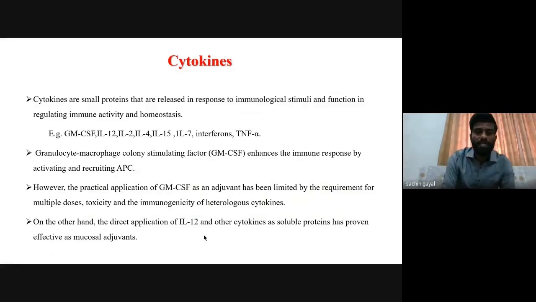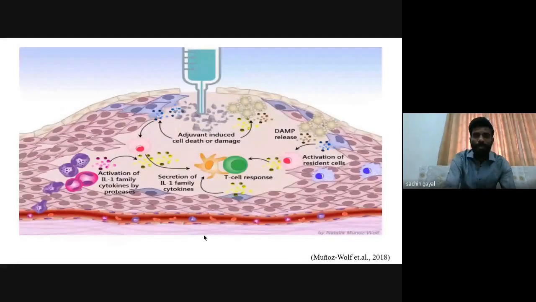Cytokines. Cytokines are small proteins that are released in response to immunological stimuli and function in regulating immune activity and homeostasis. These are mostly present in the body. After injecting cytokine adjuvants in the animal's body, in the muscle there is cell death or damage, after which it activates DAMP release and a secretion of interleukin 1 family cytokines. This happens simultaneously. After that there is activation of resident cells by DAMP release and finally formation of T cells, which gives immunity to that animal.